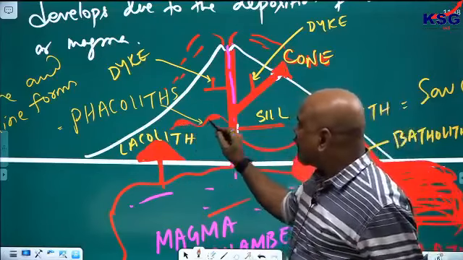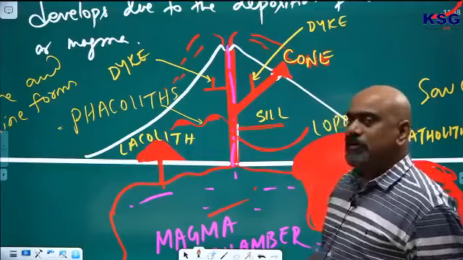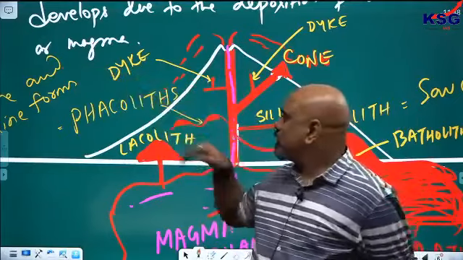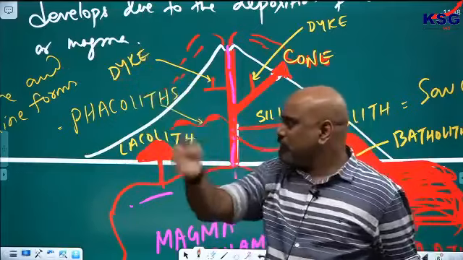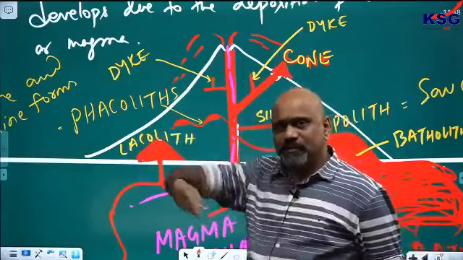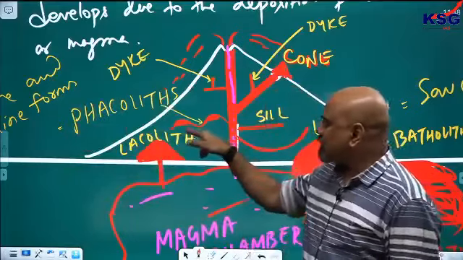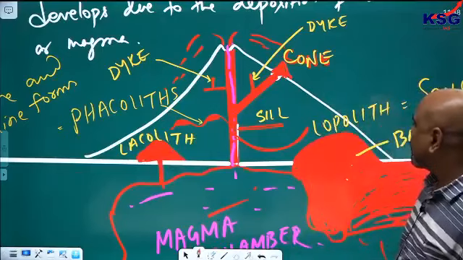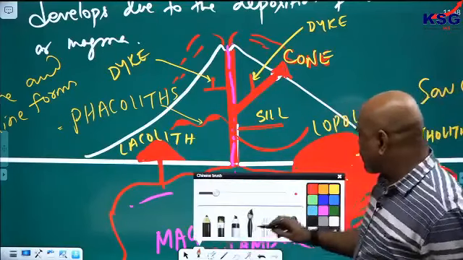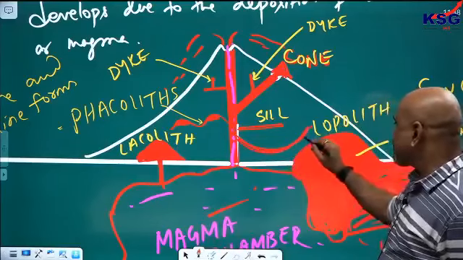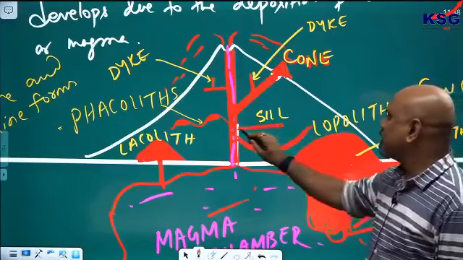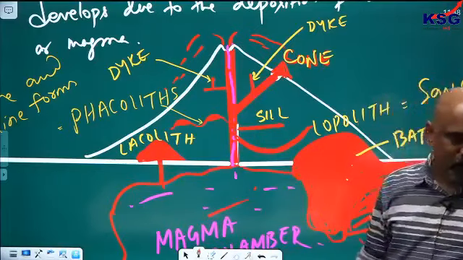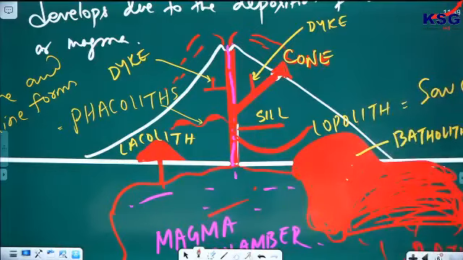फैकोलिथ देखा आपने, लेंस शेप्ड. Vertically like this here is dike, horizontally sill. देखो यहाँ पे anticline syncline like this, lens shaped is phacolith, small blister like laccolith, and saucer shaped like this, lopolith. Sill is direct, I said horizontal. Okay, please do it first, kindly do it first.